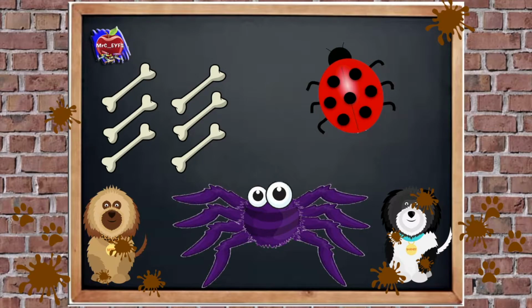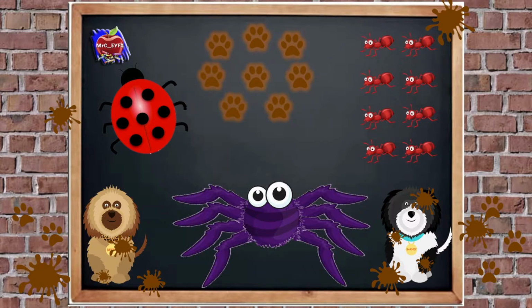Excellent. Perfect. Right, let's count how many spots are on the ladybird. So there's 1, 2, 3, 4, 5, 6, 7. Right, so it's got 7 spots. Well done.